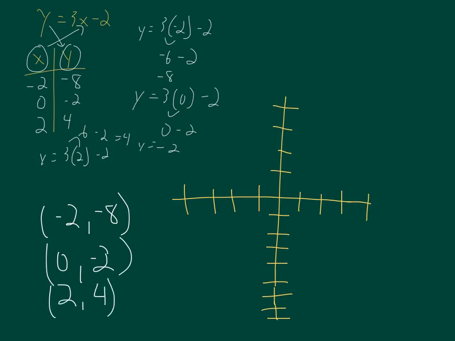Now let's graph them. Negative 2, negative 8. So I go left 2 spaces, down 8 spaces, puts me right there. Now forgive me again for not being perfect with this, but I think you get the point. Next one, 0, negative 2. So x is 0, so we don't go left or right, and we just go down 2 spaces. So it's right there. Finally, for the third one, x is 2, so we move to the right 2 spaces, and then up 4 puts us like that.